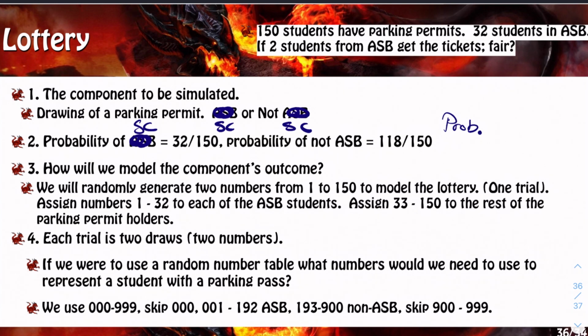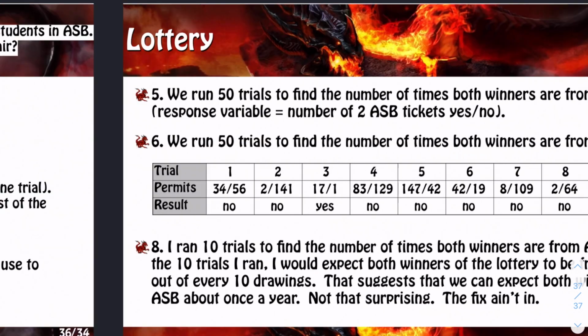So what should we do? Well, we will randomly generate 2 numbers from 1 to 150 to model the lottery. Now, if I'm dealing with a 3-digit number, I should have 000 through 999. So we're just going to pick 2. It's a fixed trial. That would be 1 trial. We're going to assign numbers 1 through 32 to student council and assign 33 to 150 to the rest of the parking permit holders. If we were to use a random number table, what we would do is say we're going to use 000 through 999.